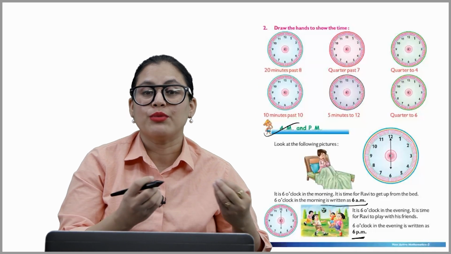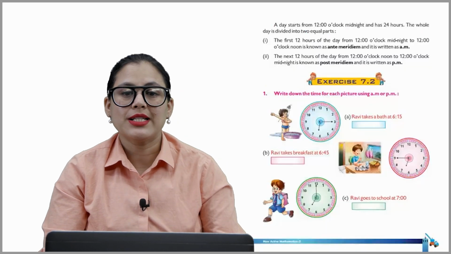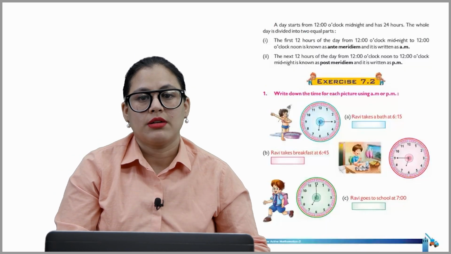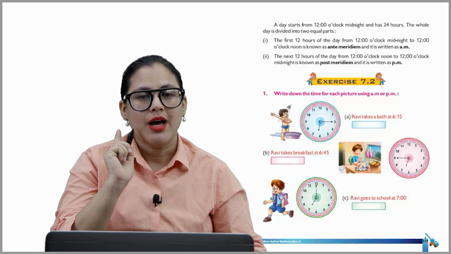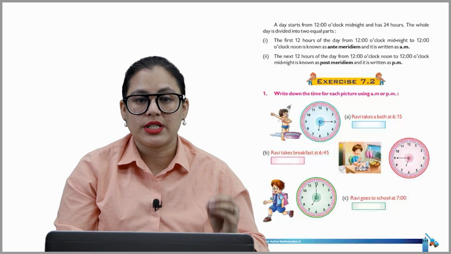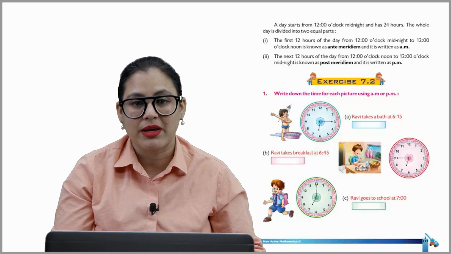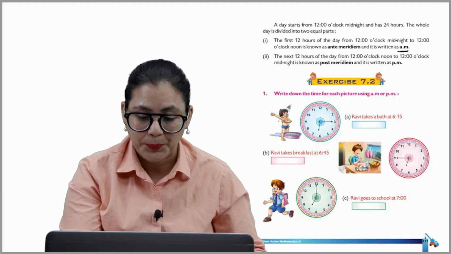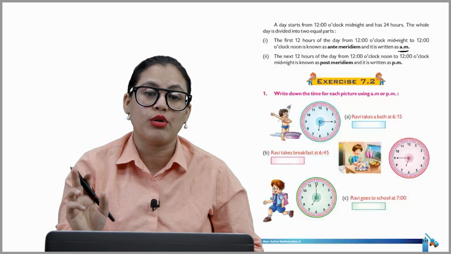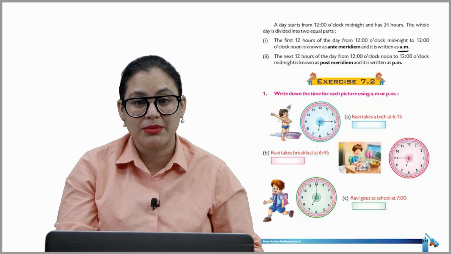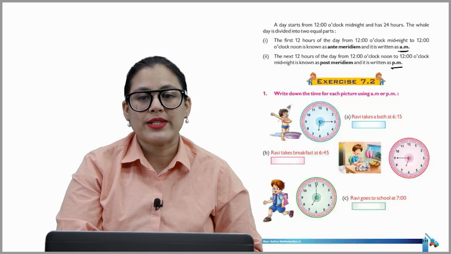We write AM for the morning time, we write PM for the evening time. Okay. A day starts from 12 o'clock midnight and has 24 hours. The whole day is divided into 2 equal parts. Number 1, the first 12 hours of the day from 12 o'clock midnight to 12 o'clock noon is known as anti-meridian and is written as AM. The next 12 hours of the day from 12 o'clock noon to 12 o'clock midnight is known as post-meridian and it is written as PM. Got it? Now let's do exercise.